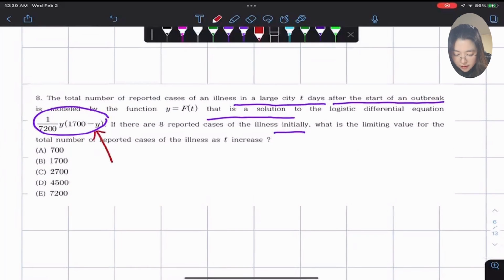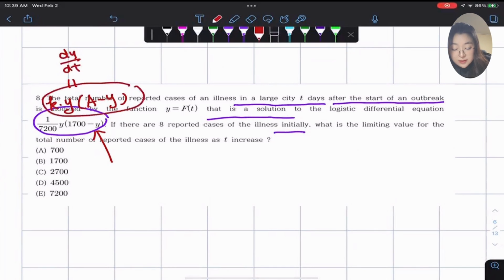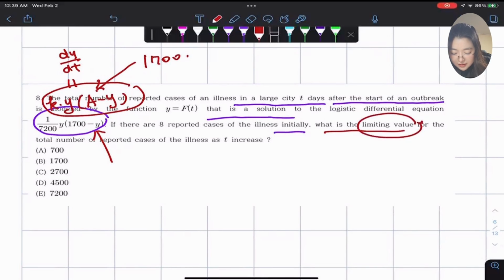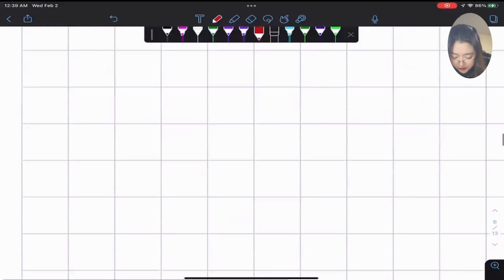Yeah, this form is k times y times a minus y. So this is dy over dt. This is a logistic form. The limit value is 1,700. Oh, what is the limit value? Oh, okay. The answer is 1,700. Yeah, it's easy.